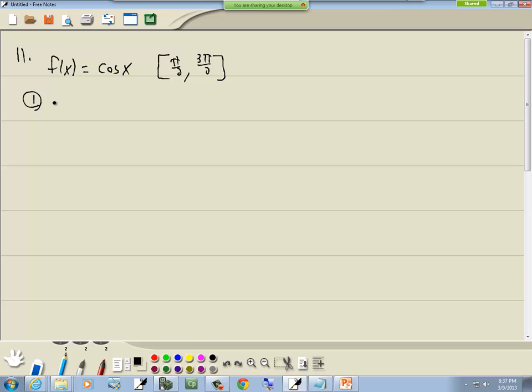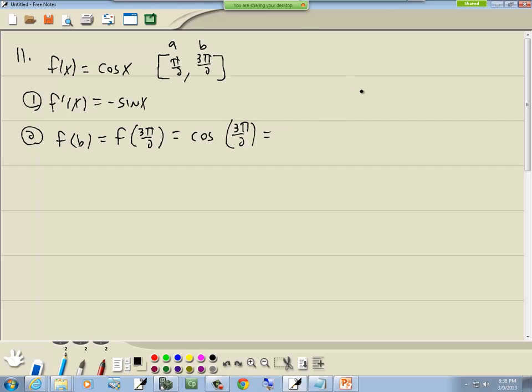So step 1, find our derivative. Derivative of cosine is negative sine. Again, remember this is a and this is b. So step 2, we want to find f of b, which is f of 3 pi over 2. And I plug that into my original function, so I have cosine of 3 pi over 2. If I look at my unit circle, down here is 3 pi over 2, which is 0, negative 1. And cosine is the x part, which is 0.